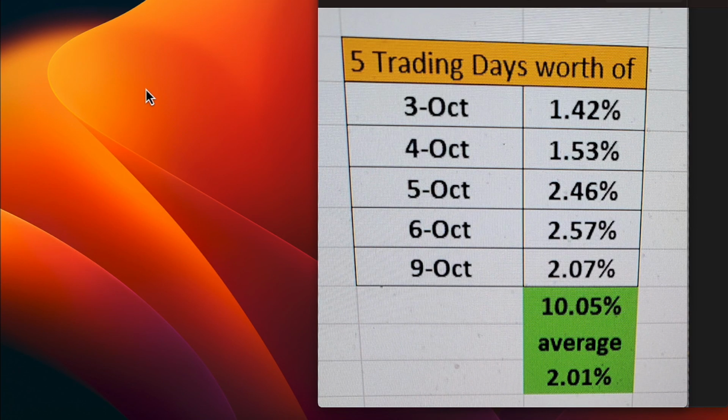Let's look at the broader picture, everyone. For 5 days, starting from the 3rd of October to the 9th, which is today, Quopi did a 1.53, a 1.42, then a 2.46, then a 2.57, and today with a 2.07, which those numbers add up to be a 10.05, which gives us a 2.01 for a 5-day trading average.